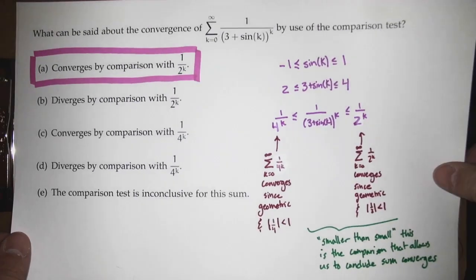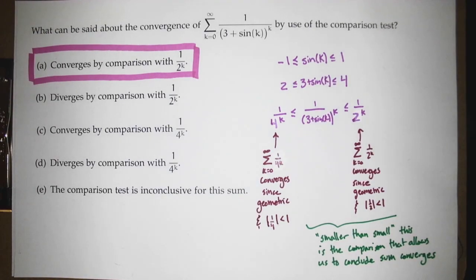It is A. Converges by comparison with 1 over 2 to the k. Now, what happens? Well, this sine of k is annoying, and the reason it's annoying is it moves up and down. So we don't want that. We'd like to somehow get rid of it. So we say, well, we understand that sine of k is bounded from -1 to +1. So that says something about 3 plus sine of k. It has to be between 2 and 4.